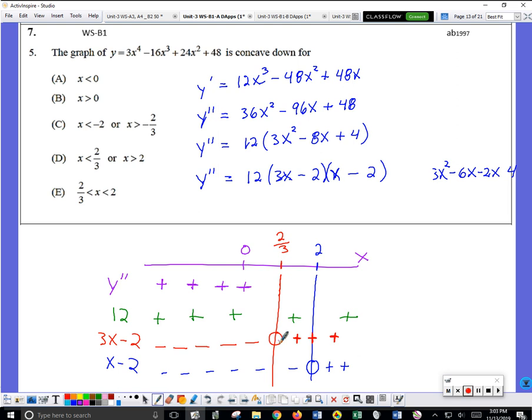Here, when x is equal to 2/3, this factor will be positive. I got that written down right here, positive. This factor will be 0, the other factor will be negative, multiplied together, this is 0. Here, negative, here 0, here positive. So f is concave down whenever f double prime is negative. So I'm between 2/3 and 2.